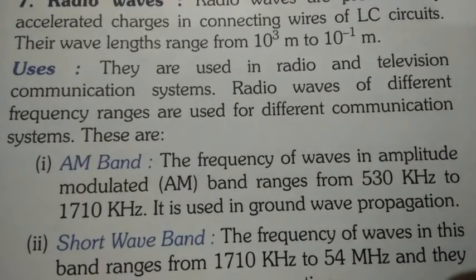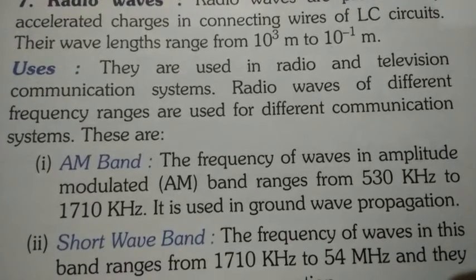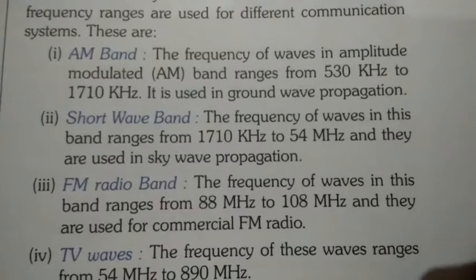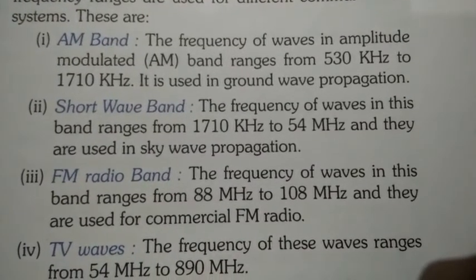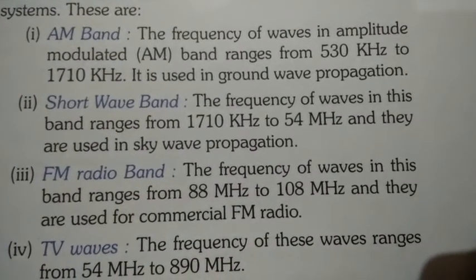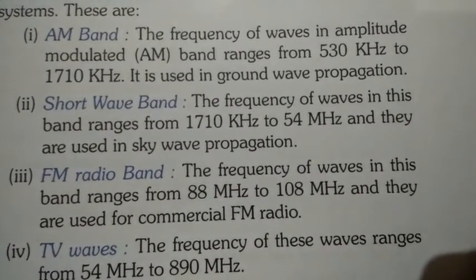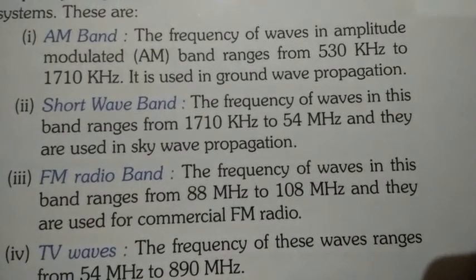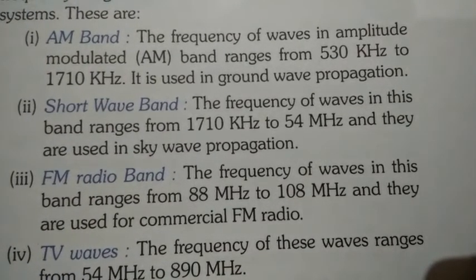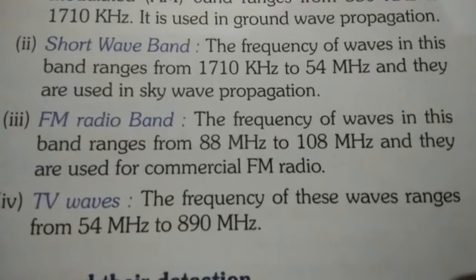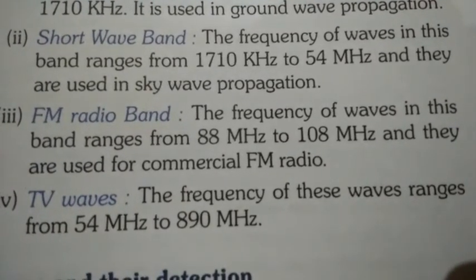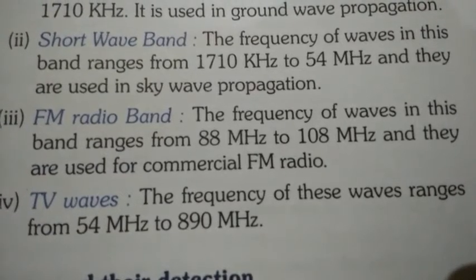Radio waves of different frequency ranges are used for different communication systems. These are: first, the AM band, which is called the amplitude modulated band. It ranges from 530 kHz to 1710 kHz. It is used in ground wave propagation. Second is the short wave band, and they are used in sky wave propagation.